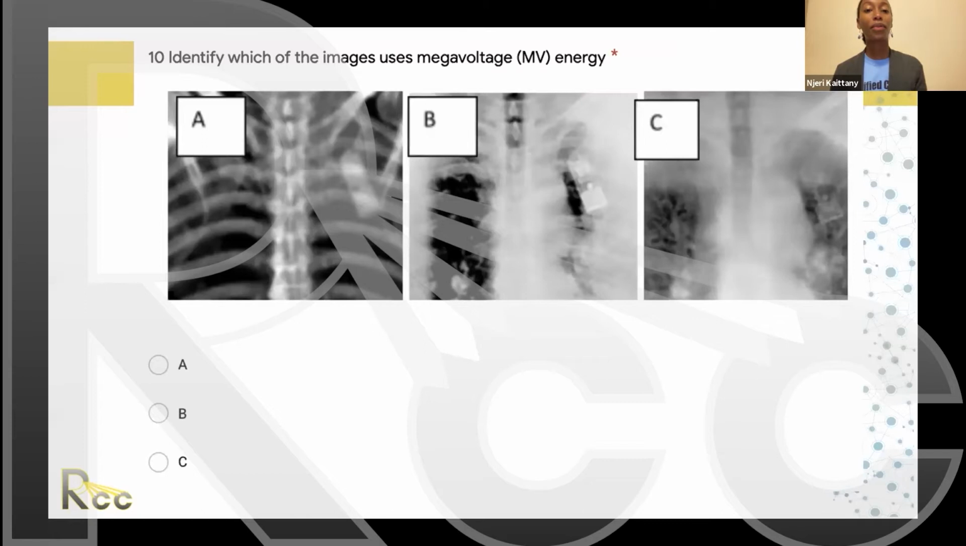Okay, identify which of the following images uses MV energy. And this should be pretty obvious. And we can go to the answer.